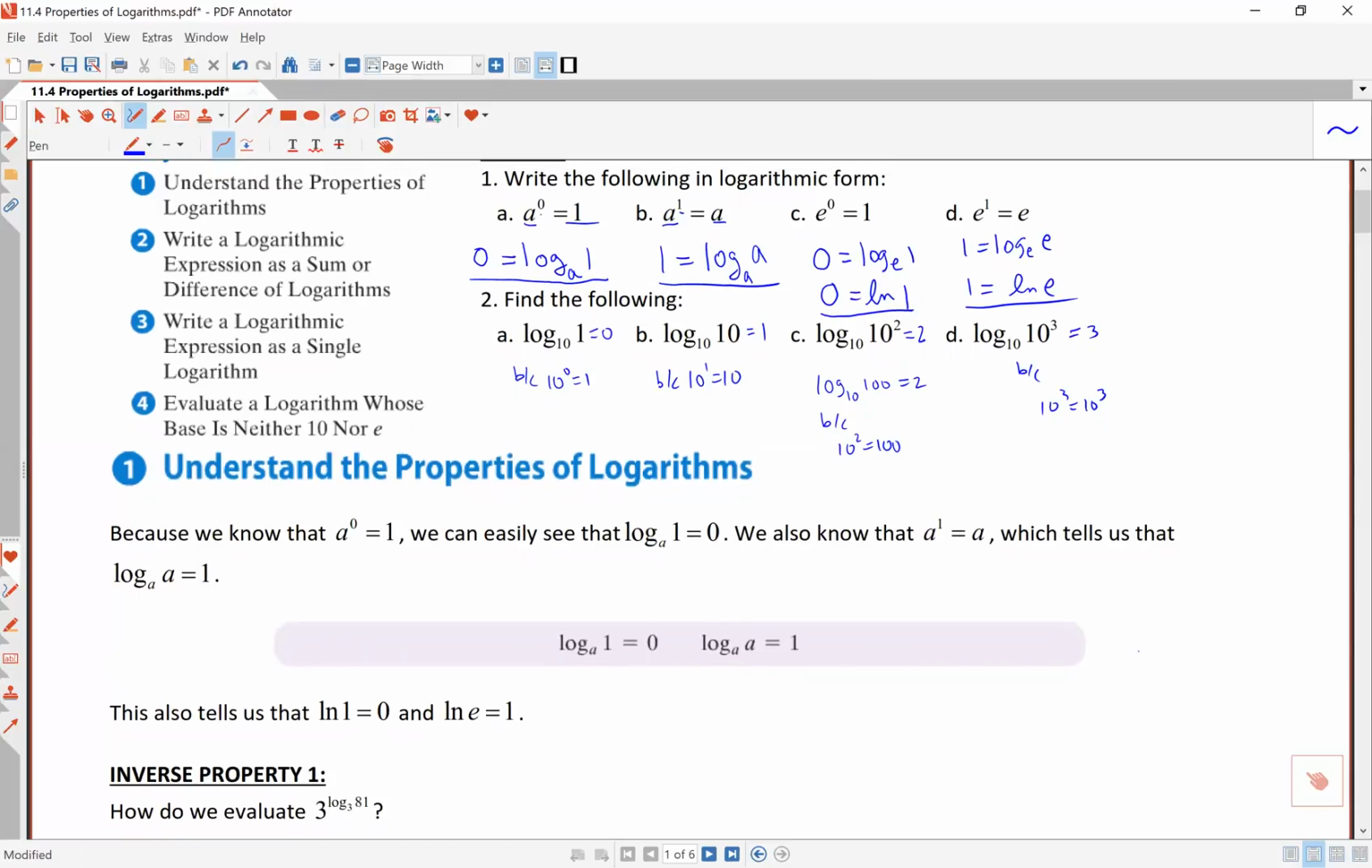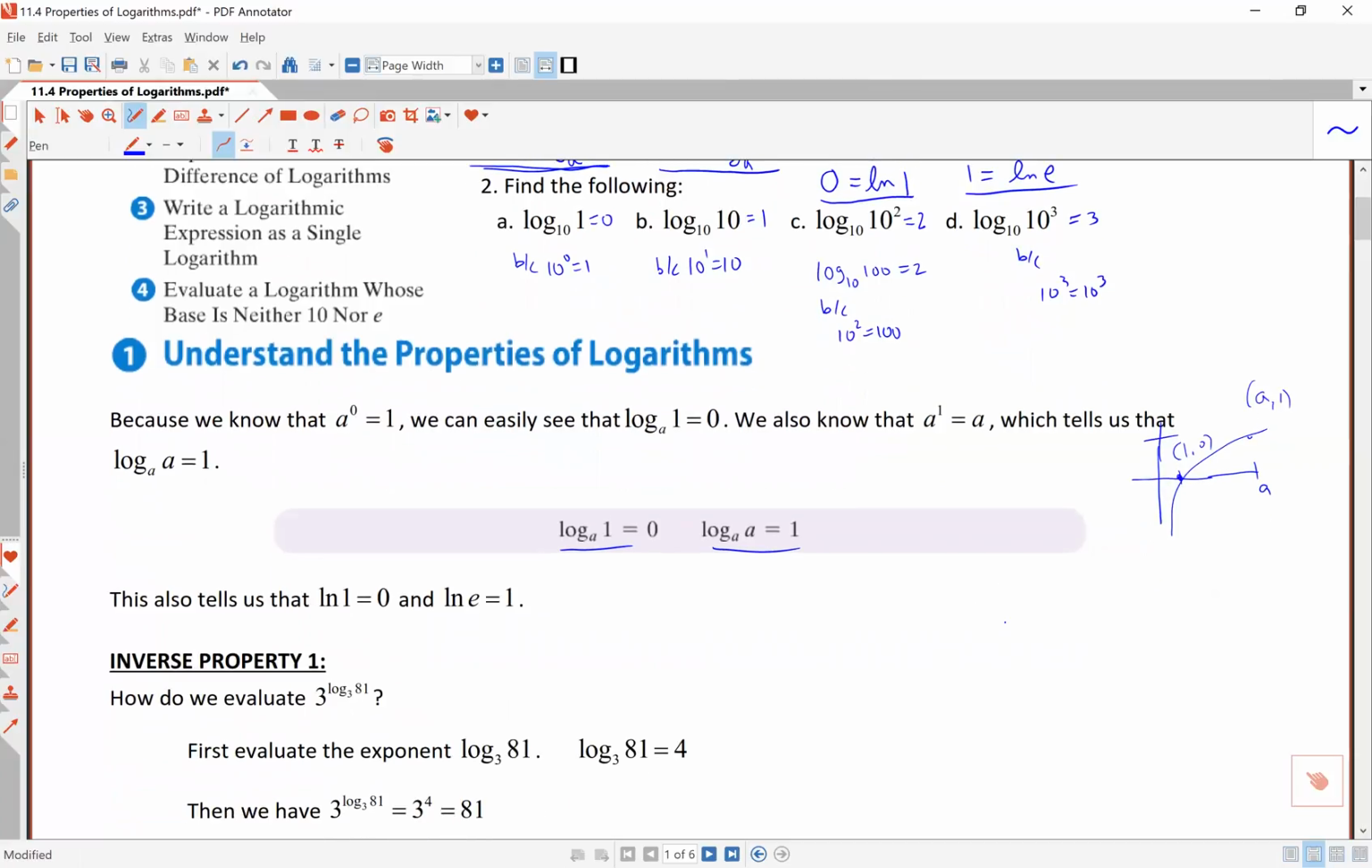So as we saw, objective 1, because we know that a to the 0 is 1, we can easily see that the log base a of 1 is 0. We also know that a to the first is a, which tells us that the log base a of a is 1. We saw that on the graph of logarithms, because at 1 it was an x-intercept, and you had to go all the way up to a just to get up to 1. And so these are properties now. Log base a of 1 is 0, and the log base a of a is 1.